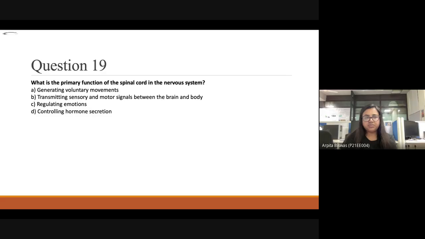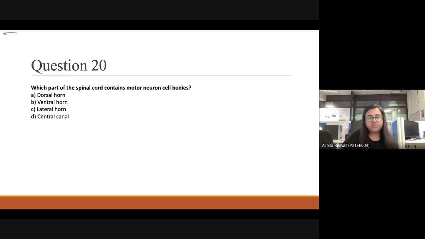The right option is option B, transmitting sensory and motor signals between the brain and body. Next, moving toward question number 20. Which part of the spinal cord contains the motor neuron cell bodies? First, dorsal horn. Second is the ventral horn. Third is the lateral horn. And option D is the central canal.